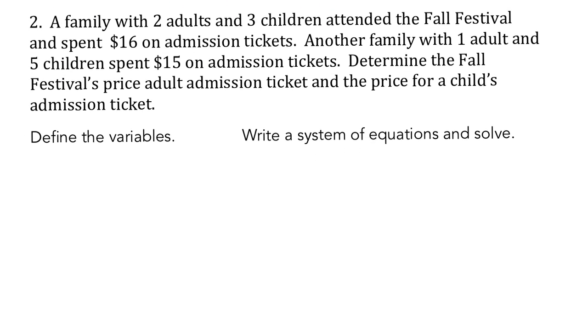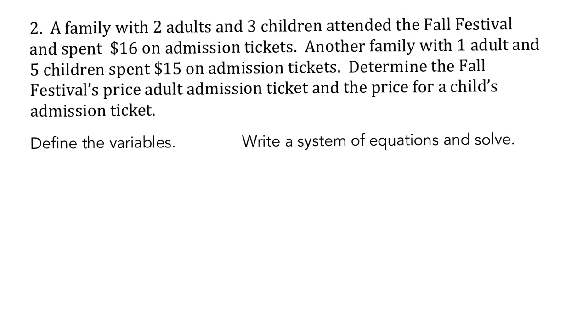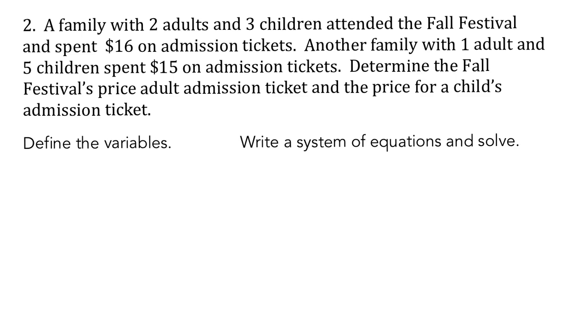Okay, a family with 2 adults and 3 children attend the fall festival and spend $16 on admission tickets. Another family with 1 adult and 5 children spend $15 on admission tickets. Determine the fall festival price for an adult admission ticket and the price for a children's admission ticket.